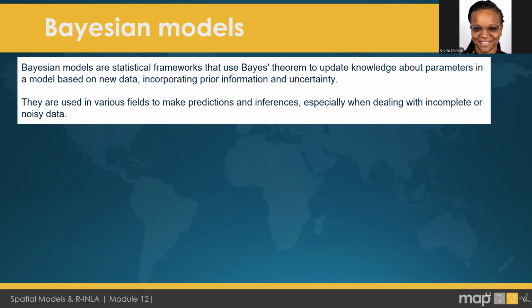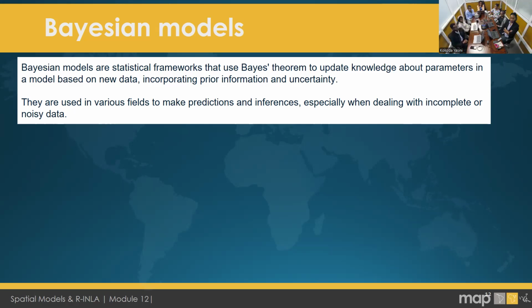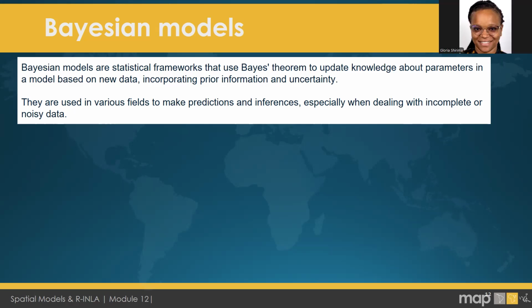So with the Bayesian models, these are statistical frameworks that use Bayes' theorem. Maybe we can all go read about Bayes' theorem because it's a really important skill that we should have. These are used to update the information that we have right now. I think I have a framework here, but really these models are applied when we have very noisy and incomplete data.